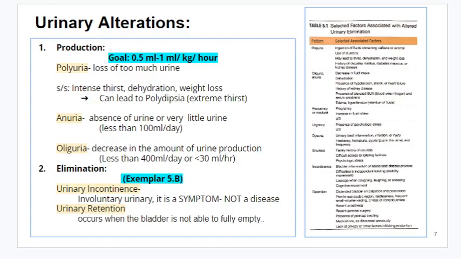So if you have an individual, let's say that is 10 kilograms, very young individual, obviously, we would want them to be able to urinate 1 milliliter. You'd multiply that by that 10 kilograms. So obviously this would be an infant, and you would want them to be able to urinate at minimum 10 milliliters an hour.